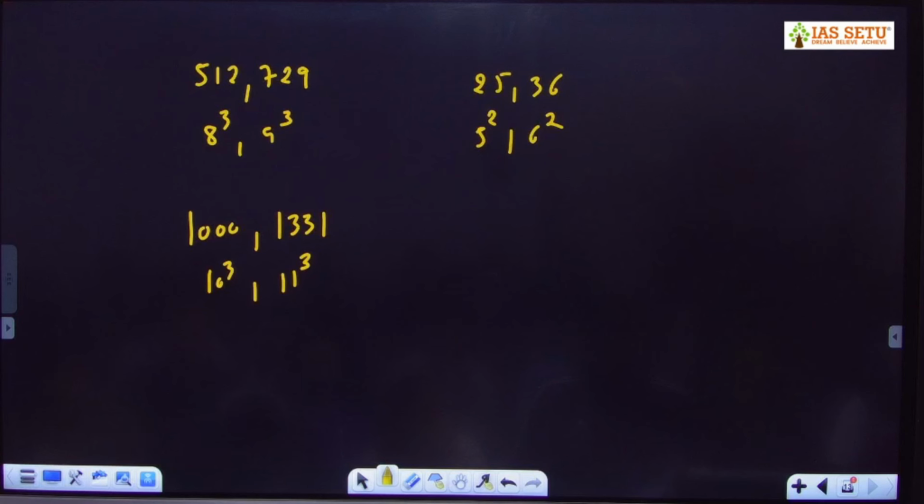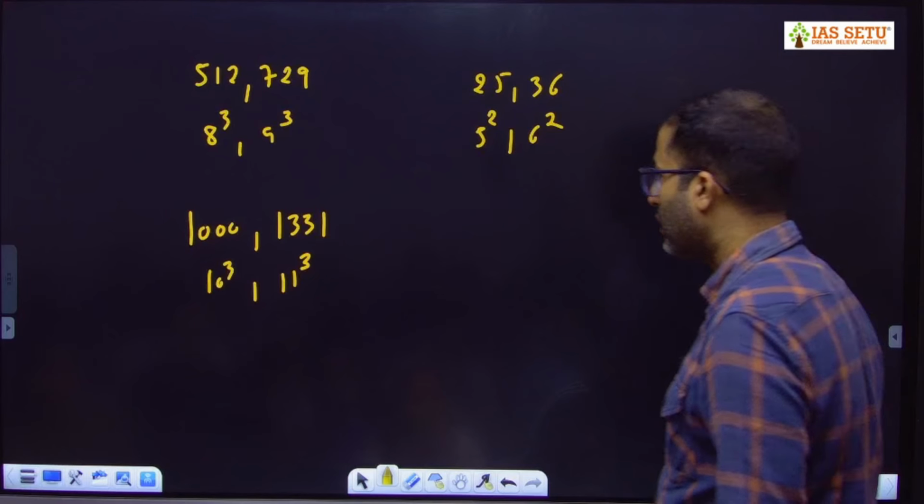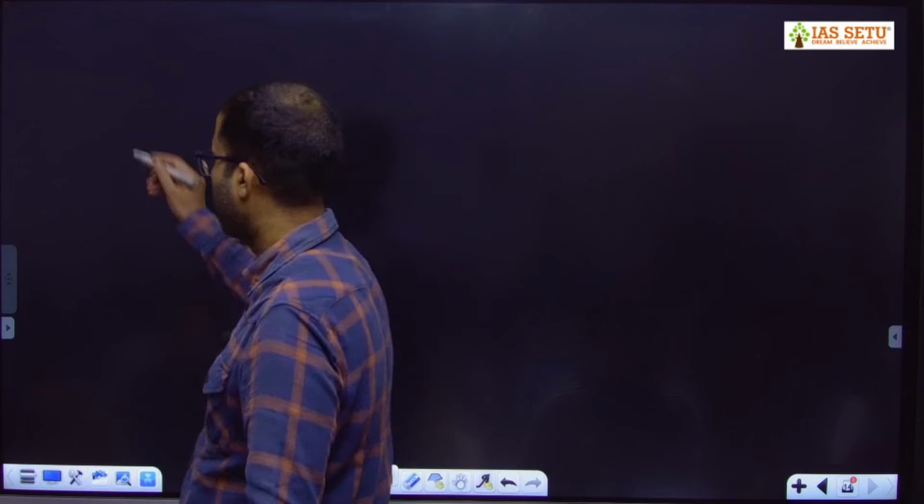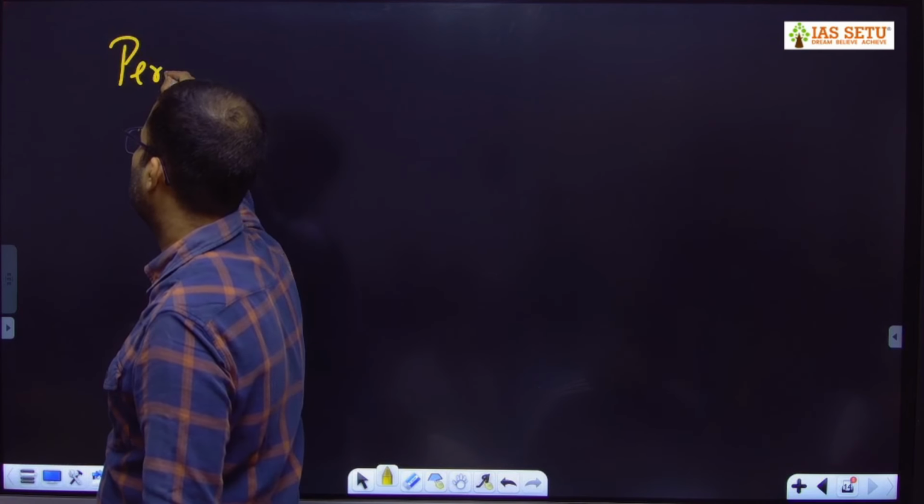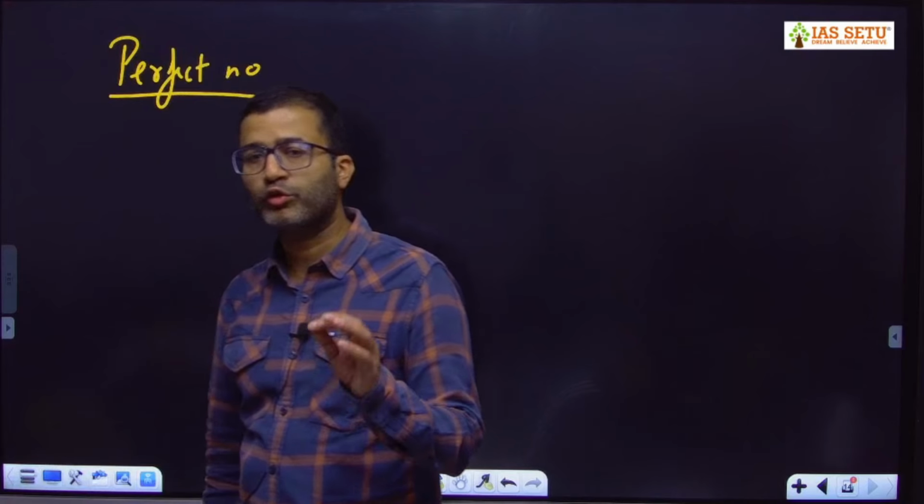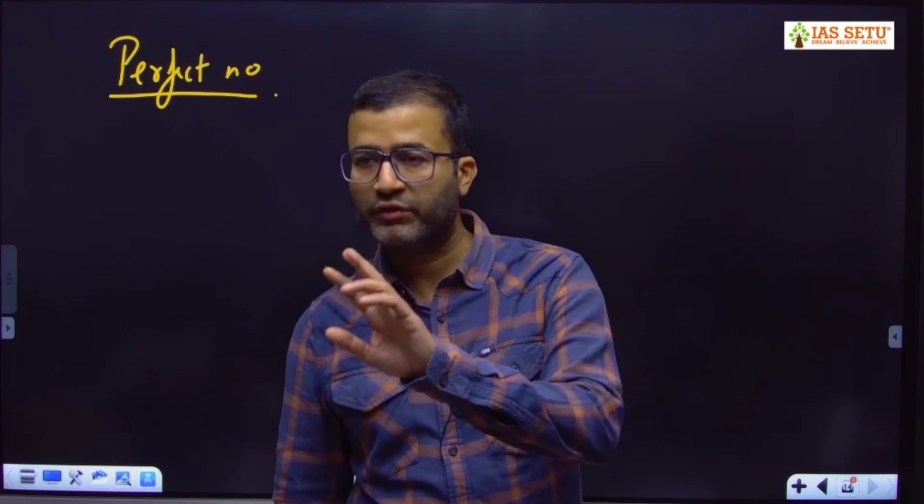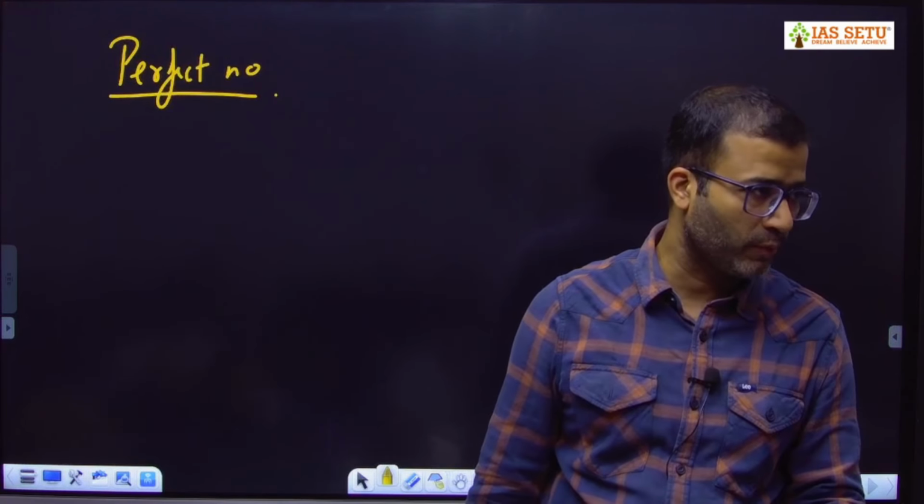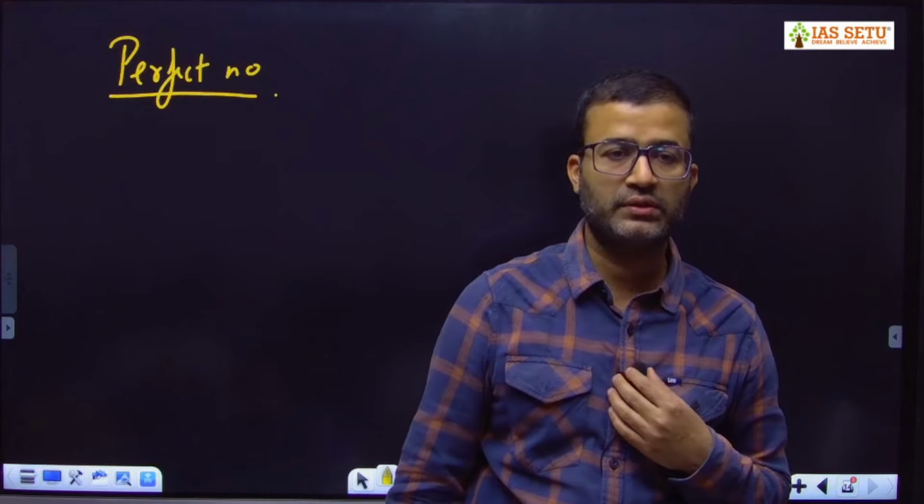Any doubt? Next concept, perfect number. छोटे छोटे concept है, but these are very important. I think you are clear with prime number, you are clear with twin prime, you are clear with co-prime. हाँ जी, what is your doubt, sir?